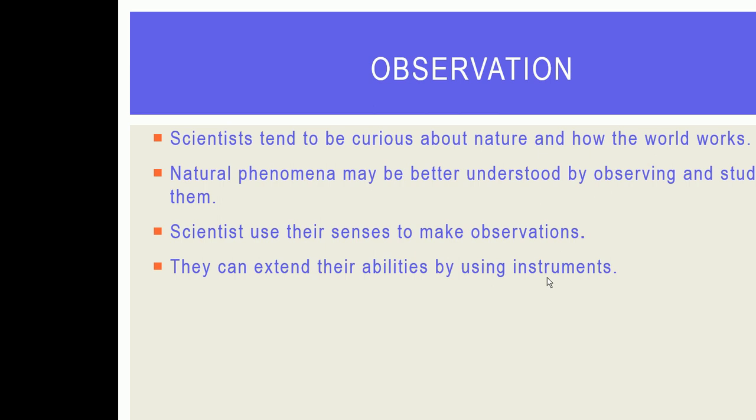First of all, observation. As I said, we all observe. Observation can be done by making use of our senses: we can use our eyes, our ears, or we can also use some equipment. Like in the lab, we make use of equipment like a microscope or calipers. We use different kinds of equipment to make observations.